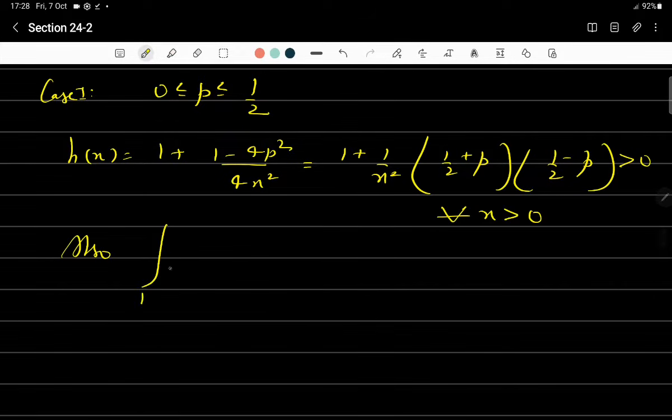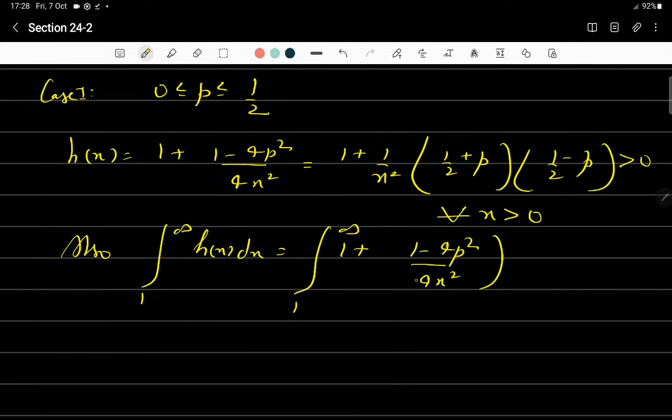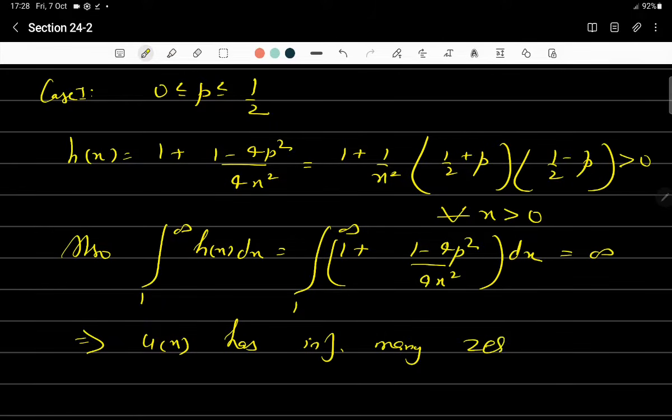Also, the integral from 1 to infinity of h of x dx is the integral from 1 to infinity of 1 plus (1 minus 4p square) by 4x square dx. Again you will see that this term 1 after integration becomes x, and when we put the limit it becomes infinity. So whether the term (1 minus 4p square) by 4x square gives a finite or infinite contribution, the overall integration would be infinity. It means that u of x has infinitely many zeros.